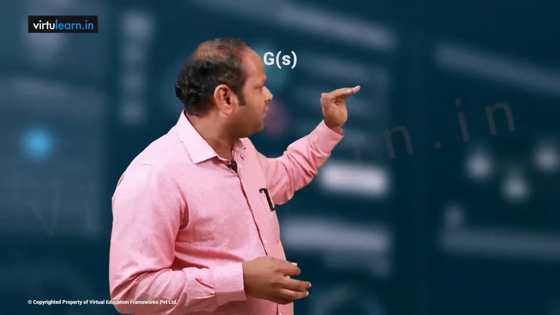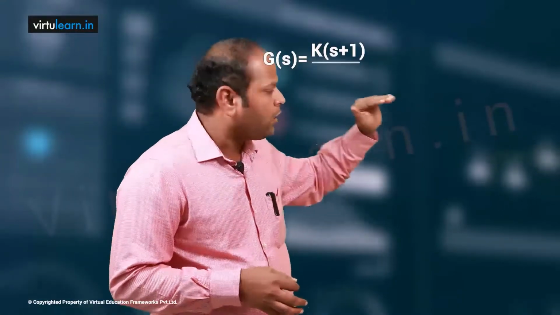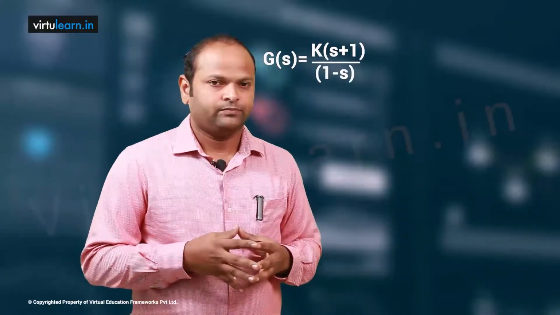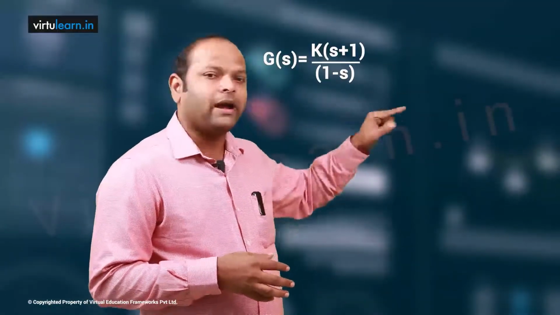Now let us take one example. The open loop transfer function GH of s is equal to k into s plus 1 divided by 1 minus s. The open loop transfer function is k into s plus 1 by 1 minus s.